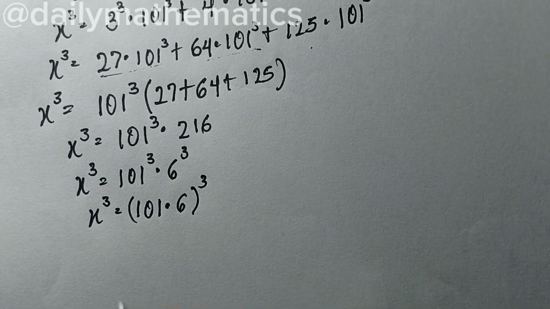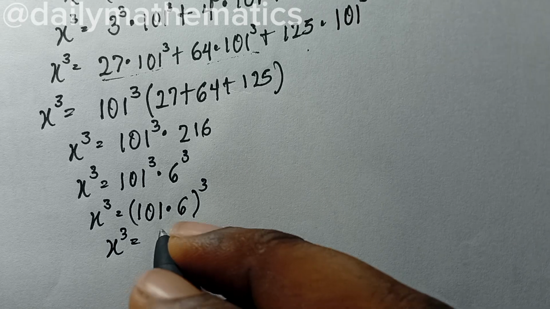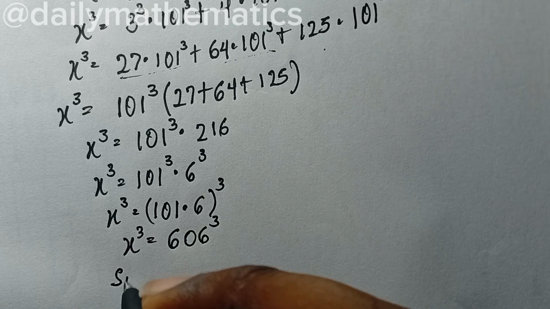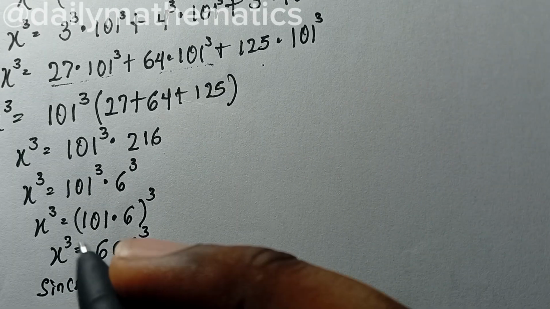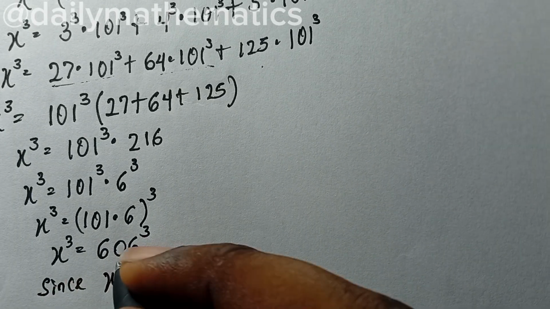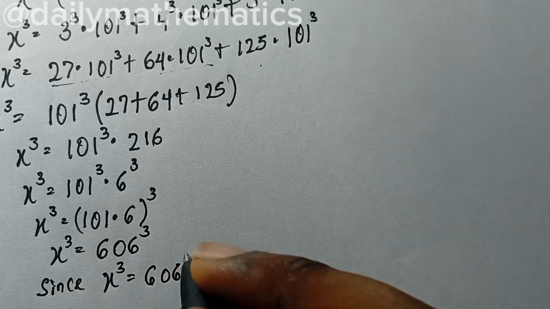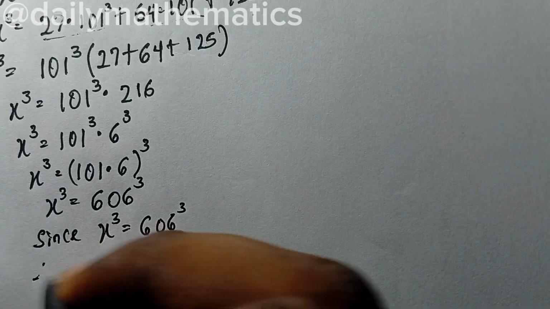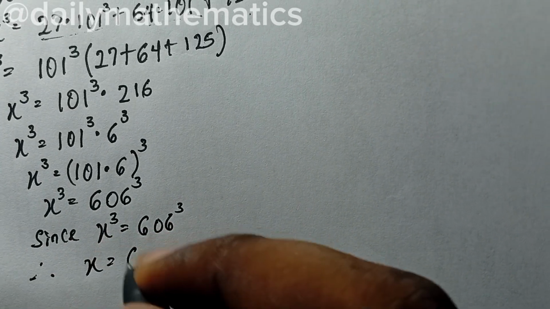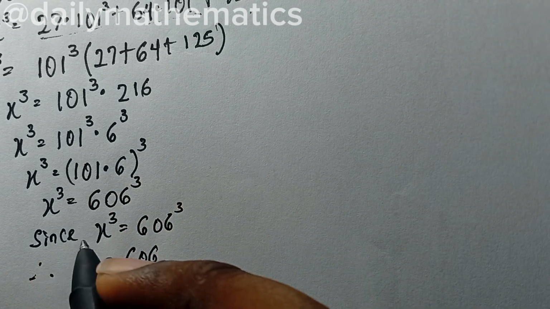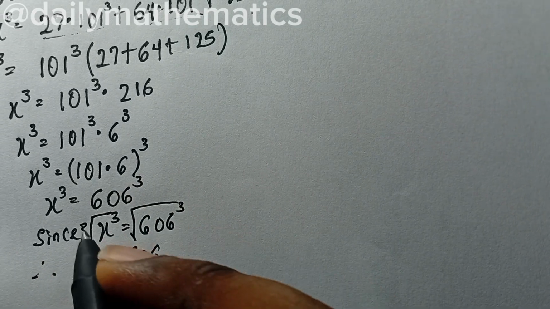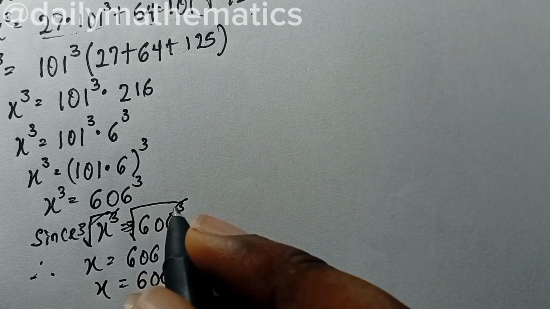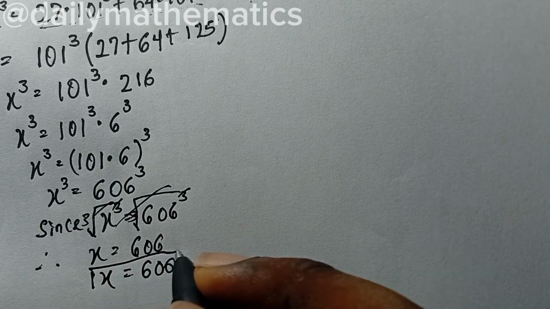So we have 101 multiplied by 6. 101 multiplied by 6 is 606. So we have 606 raised to the power of 3. Since x cube is equal to 606 cube, therefore x equals 606. And if you ask me how, we can just cube root both sides, and then we have x equals 606. Cube root cancels cube root. That's how we have x equals 606.